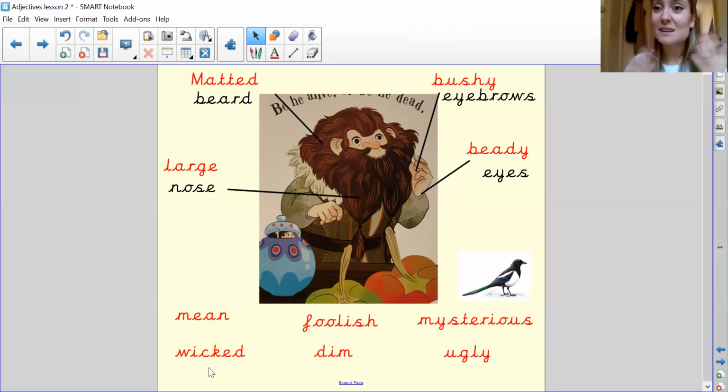We've also got the adjective wicked. And wicked means when you're not very kind, you're very wicked. And this one here, dim, and that means the same as foolish. It means you're not very clever, you're a bit dim. And we've got this last one here, ugly. Now, he's not very pretty to look at, is he? He's a bit ugly.